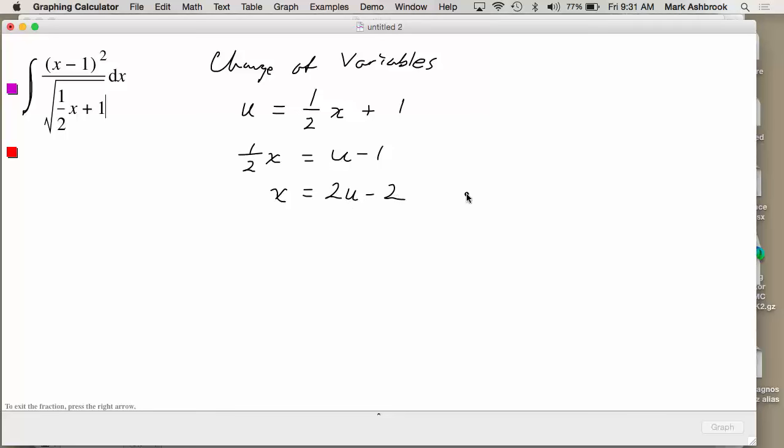You should have gotten 2u minus 2 for x. Everyone in this room should have gotten that. That's easy algebra. All right, here we go. So dx equals the derivative of this, 2 du.